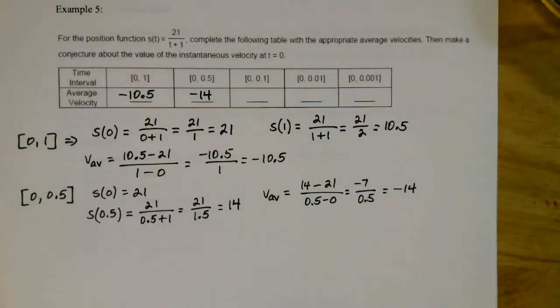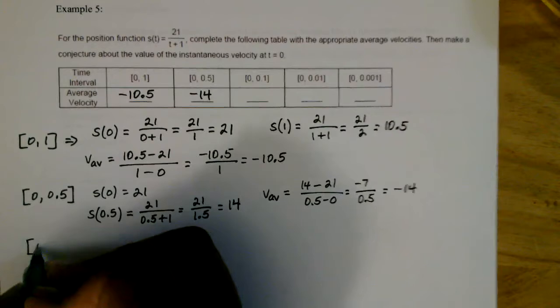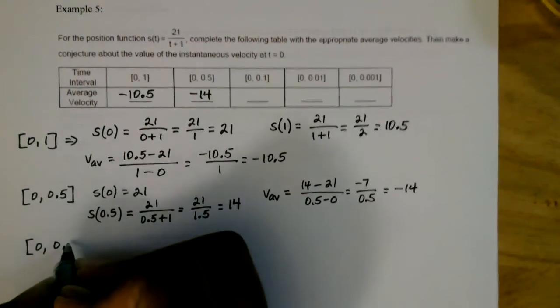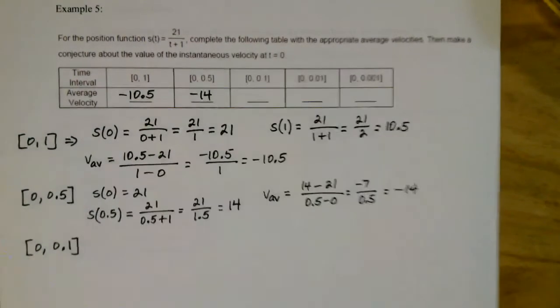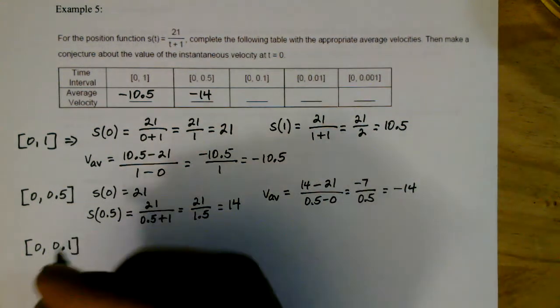So from 0 to 0.5, that average velocity will be 14. Now from 0 to 0.1, notice that the second number is getting smaller and smaller. That means it's getting closer and closer to 0. That means S of t will be getting closer and closer to some number. We don't know what that is yet.